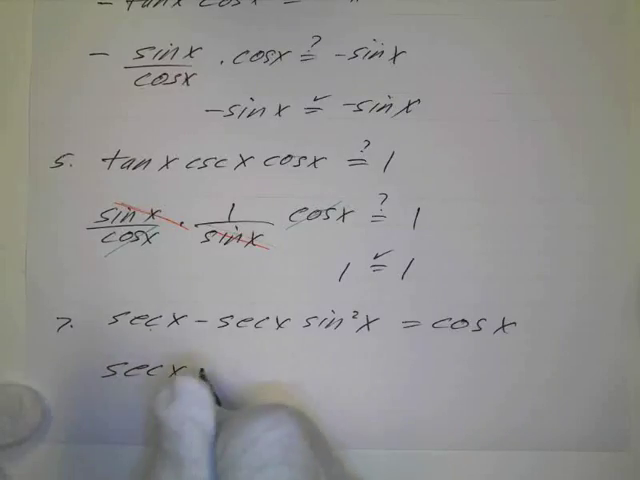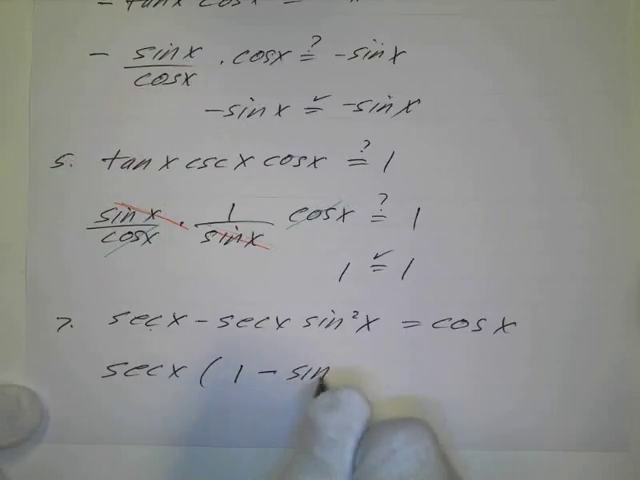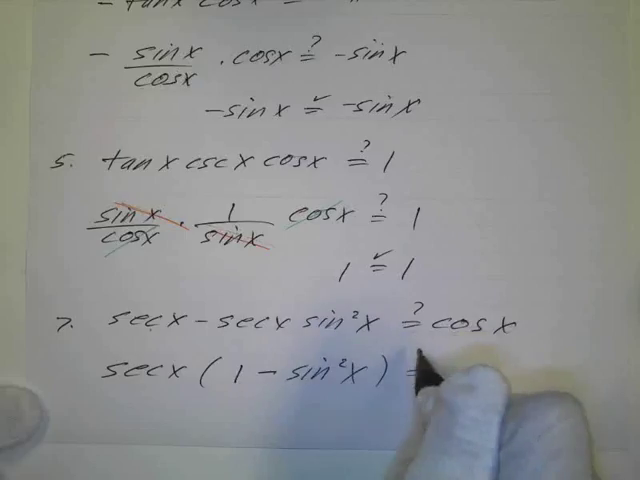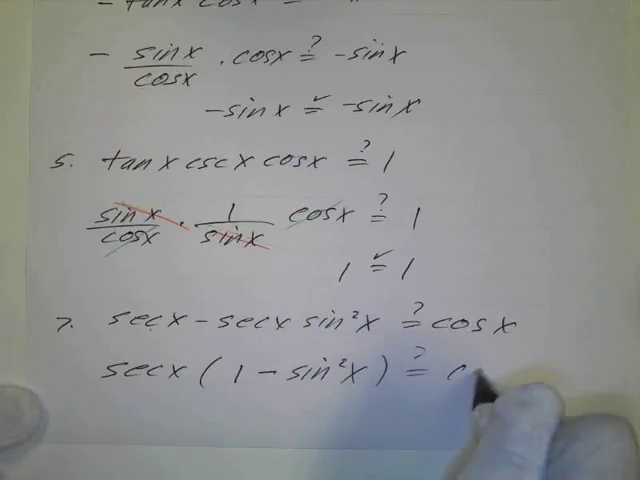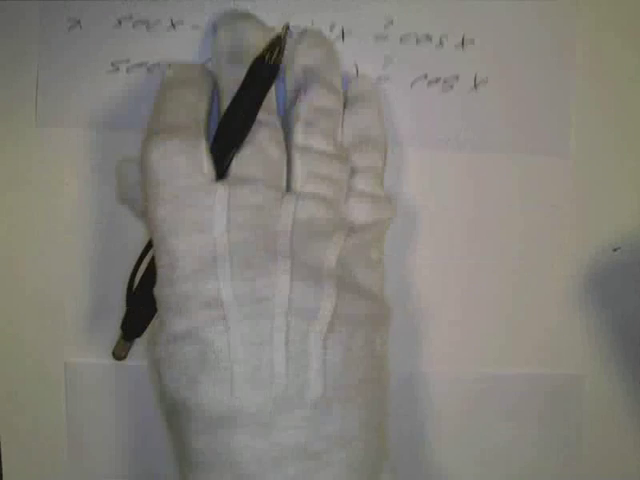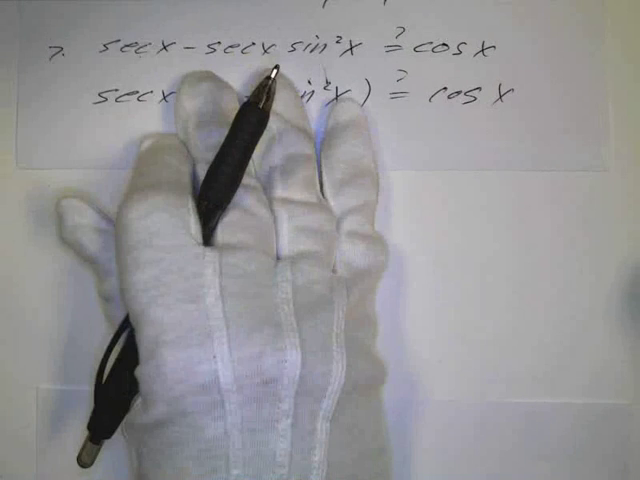So I've got the secant of x, and what's left in the first term? 1. And what's left in the next term? Minus sine squared of x. And then, does that equal that? Don't know yet. Okay, so I'll have to continue that over here. Sorry about this. I think I'm going to do it like this. Should work out okay. There we go.